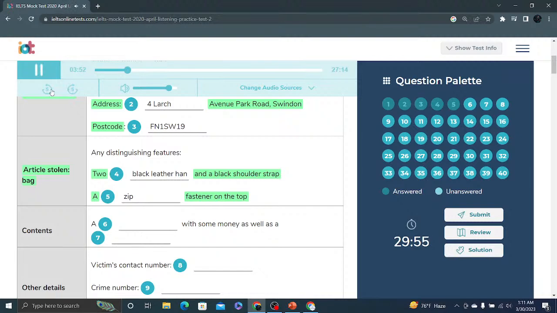It's quite plain. There isn't any picture or design on the front. There's also a zip fastener on the top.